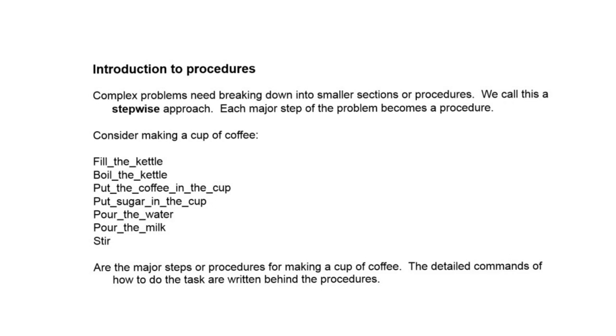Just as a really straightforward example, imagine we break a complex problem down into smaller problems. This method is known as Stepwise Approach, and each major step of a problem becomes a procedure, function, or subroutine. So here we've got the idea of making a cup of coffee. This would be our program, but if we break that procedure down into a number of smaller steps, these become fill the kettle, boil the kettle, put coffee in cup, etc. These are the major steps or procedures for making a cup of coffee. The detail and the coded commands of how to do each task would be hidden within each of these procedures.